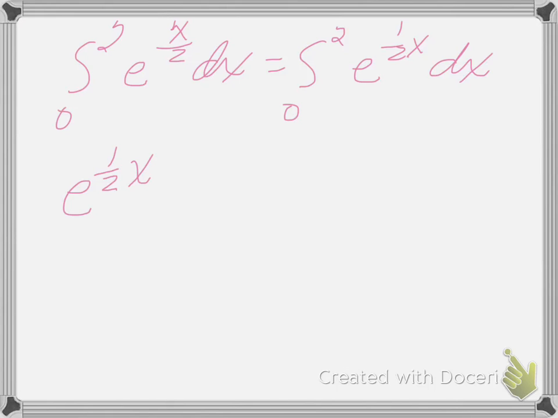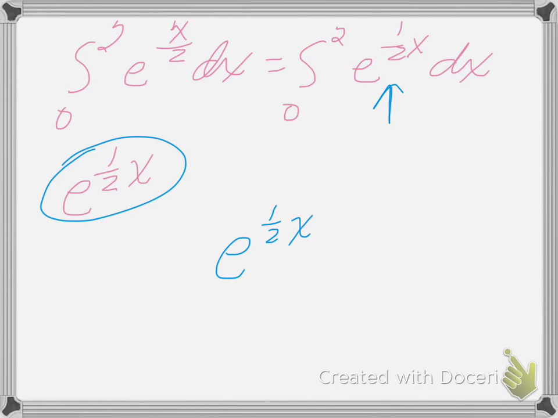Okay, so I'm going to do a check, and here's how I do the check. I'm going to say, okay, what's the derivative of e to the 1/2 x? It better equal that thing right there. So the derivative of e to the 1/2 x is e to the 1/2 x, because the derivative of e to the something is e to the something, but times the derivative of the something. So I'd also have a 1/2 here.